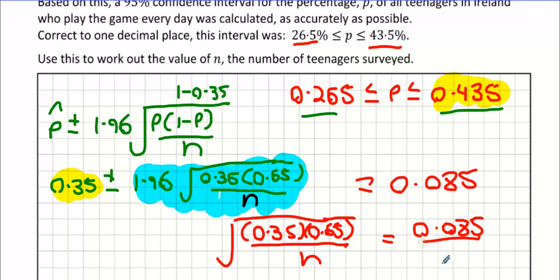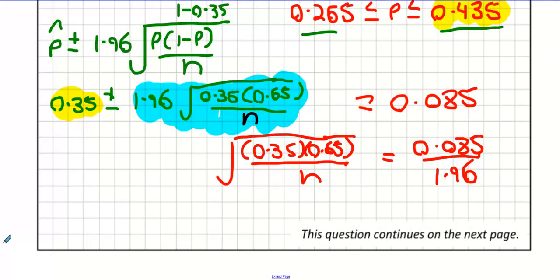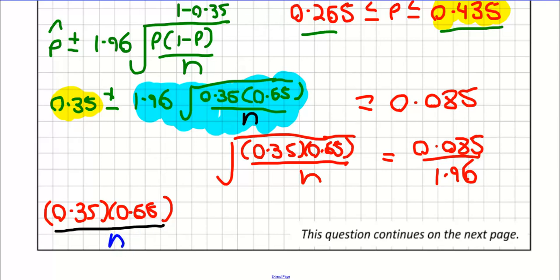Okay, I'm not going to round off anything for a long time here. What am I going to do next? I'm going to square both sides, yeah? Okay, so square both sides. I'm going to get 0.35 times 0.65. Okay, I'm going to be lazy in a second. I'm going to put n on the bottom. And then on top, it's going to be, wait 1 sec. You'll see what I'm doing, the different colors in a second. It's going to be 0.085 squared, and the other one's going to be 1.96 squared.